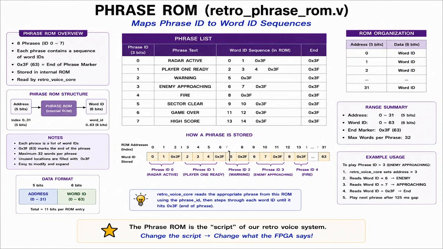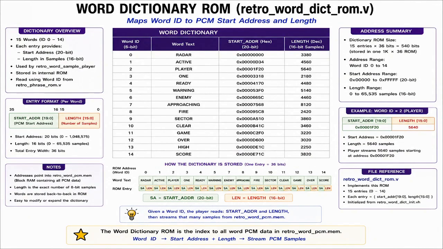The phrase ROM acts like a script for the speech engine. Instead of storing raw audio here, we simply store a sequence of word identifiers. For example, the phrase "radar active" is stored as the word ID for radar, followed by the word ID for active, and finally a special end of phrase marker. Changing what the FPGA says is often as simple as changing the sequence of word IDs. Each word exists only once in memory.